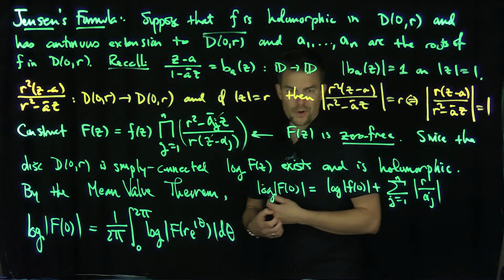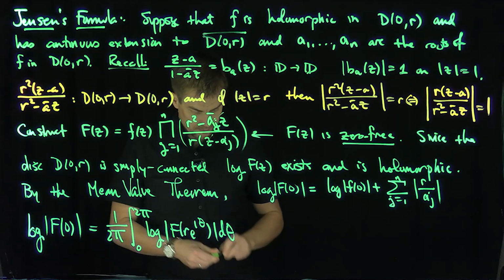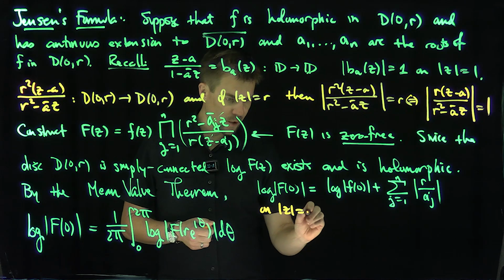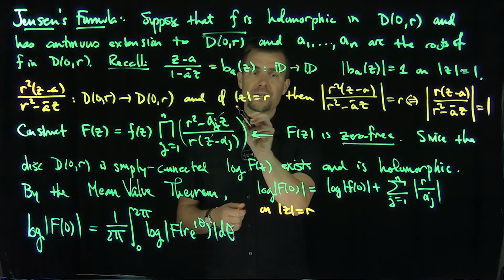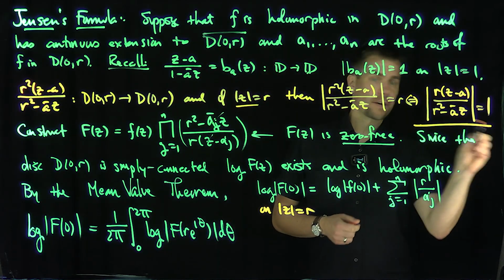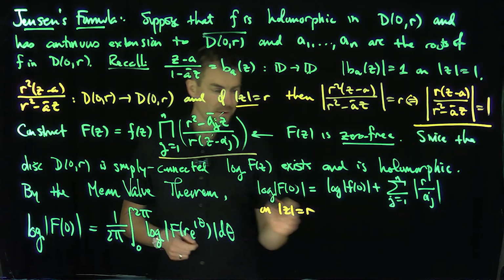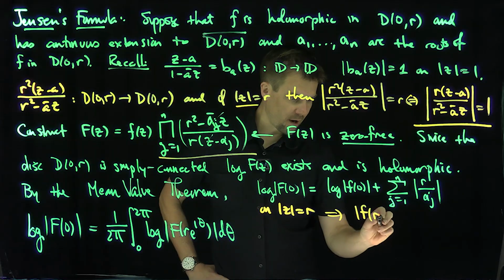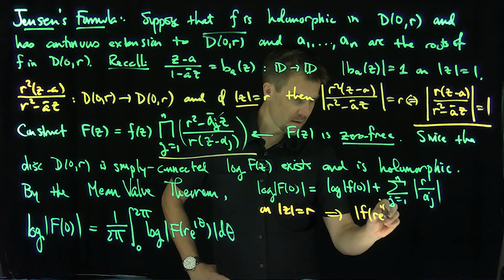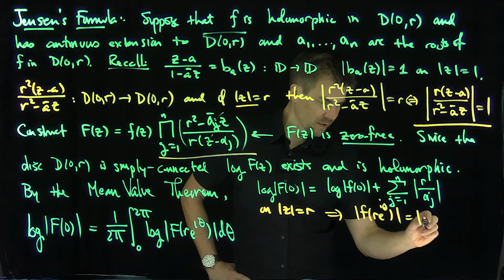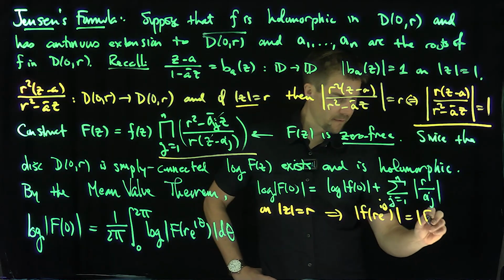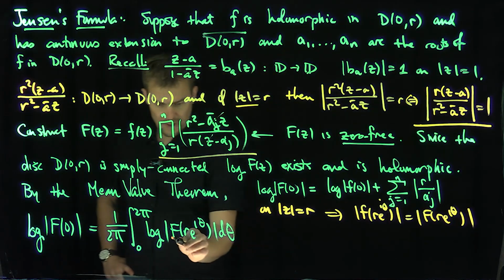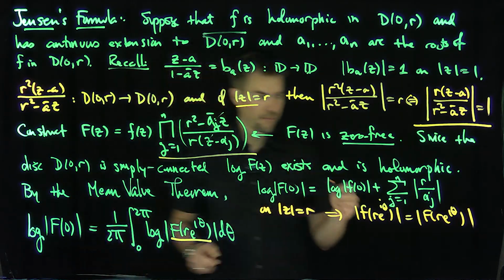And then of course, what do we know? We also know on modulus of z equal to r, this factor over here is modulus 1. So all these factors have modulus 1. So when modulus of z is equal to r, this implies that modulus of F of r e to the i theta is equal to modulus of f of r e to the i theta. In other words, in this formula, we are going to replace this big F with little f. And so therefore, we get the following formula.